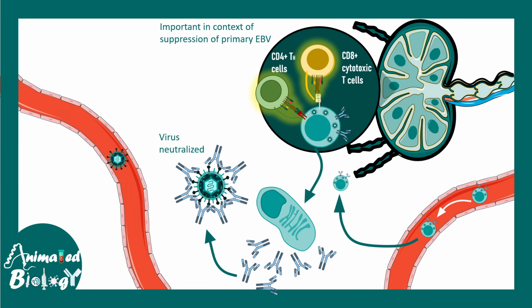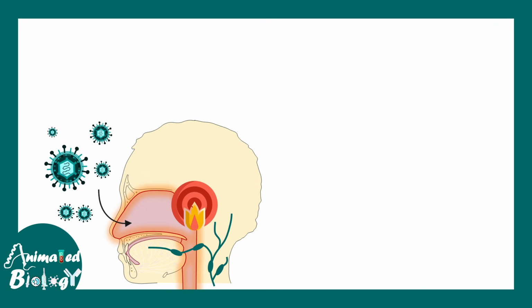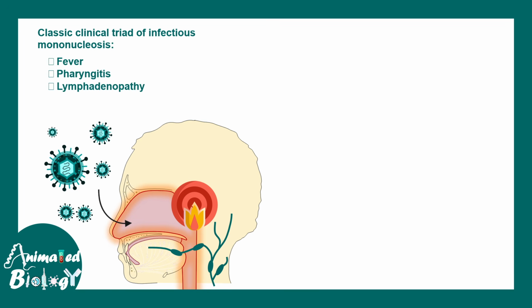But sometimes there are some escapee viruses in the bloodstream, which eventually are taken up by monocytes. These monocytes secrete inflammatory cytokines such as interleukin 1, 6, TNF alpha, etc., and that leads to fever. So let us talk about the symptoms. The classical clinical triad of EBV infection is fever, pharyngitis, and lymphadenopathy. Especially the enlargement of anterior and posterior cervical lymph nodes is seen in these cases.